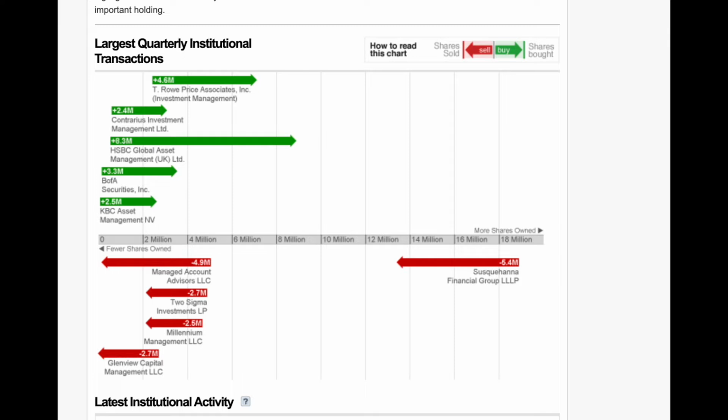And these are some of the biggest decreases in positions. You can see Managed Account Advisors sold 4.9 million shares, Two Sigma sold 2.7 million shares, and Glenview Capital sold 2.7 million shares.